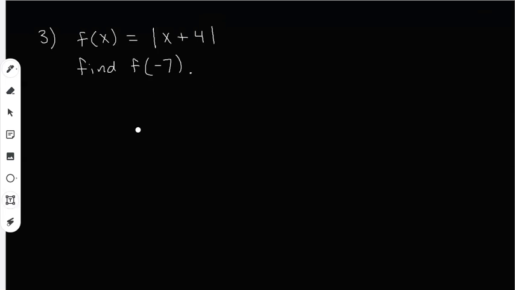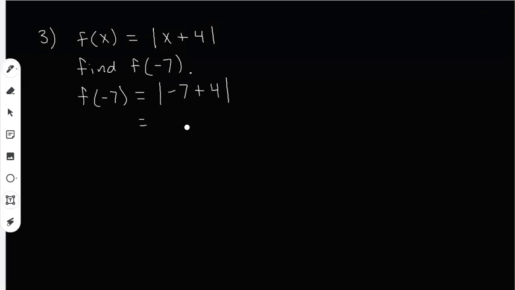All right, let's try number 3. For number 3, I'm given an absolute value function. I have f of x equals the absolute value of x plus 4. And it says find f of negative 7. So what I need to do is take this absolute value function and replace x with a negative 7. So that's what I'm going to do. So f of negative 7 is going to equal the absolute value of negative 7 plus 4. And then I close up my absolute value sign.